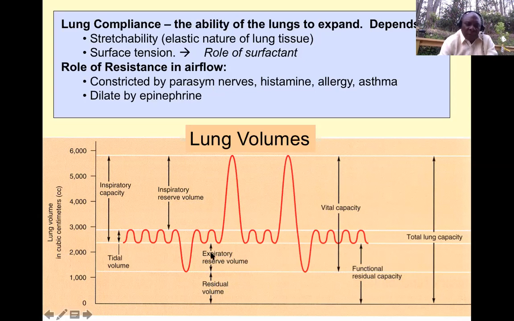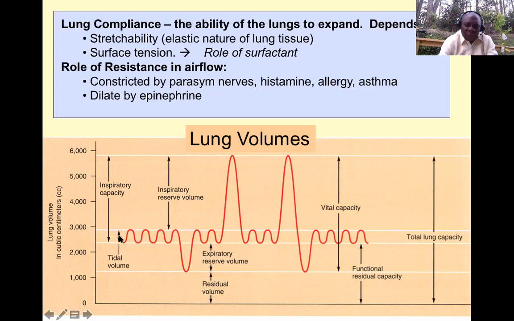Okay. Now, the air that remains after normal breathing is inspiratory reserve volume. So when you're relaxed, at rest, and you're breathing, whatever remains in the lung from the inspiratory capacity is inspiratory reserve volume.